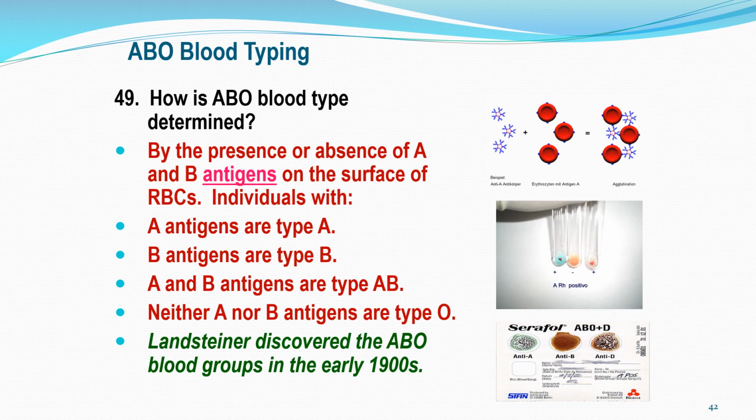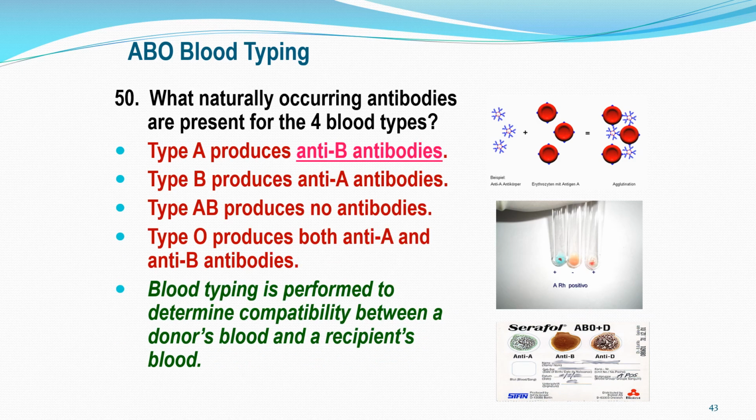Landsteiner discovered the ABO blood groups in the early 1900s. So what naturally occurring antibodies are present for the 4 blood types? Type A produces anti-B antibodies, type B produces anti-A antibodies, type AB produces no antibodies, and type O produces both A and B antibodies. So blood typing is performed to determine compatibility between a donor's blood and a recipient's blood.